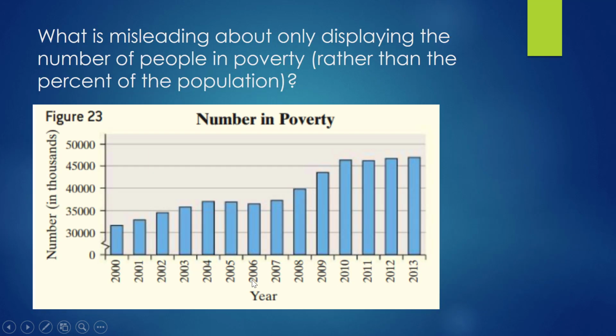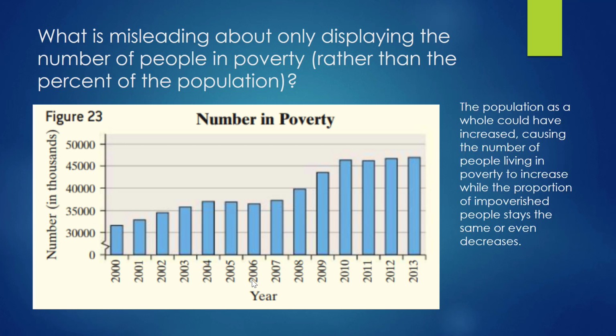What is misleading about only displaying the number of people in poverty rather than the percent of the population that is living in poverty? Pause the video and see if you can think about why that might be misleading. The population as a whole could have increased, causing the number of people living in poverty to increase, while the proportion of impoverished people could stay the same or even decrease.